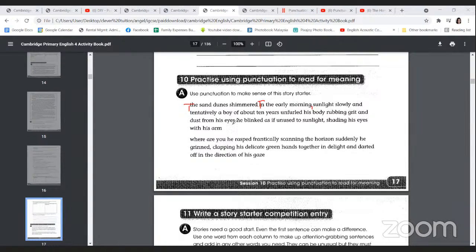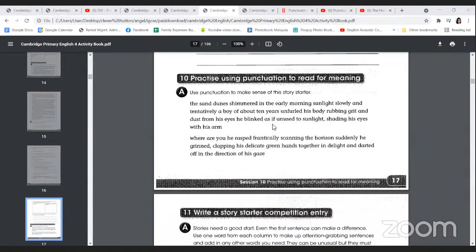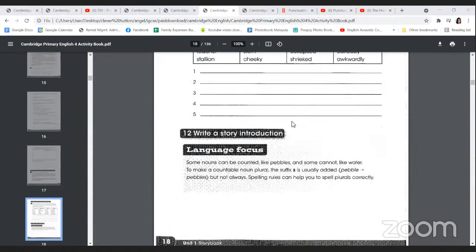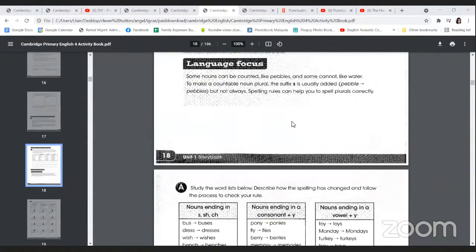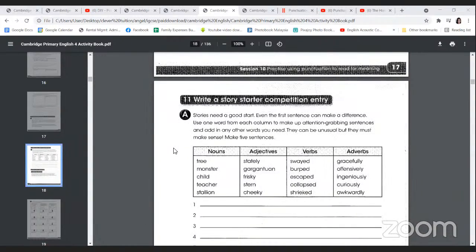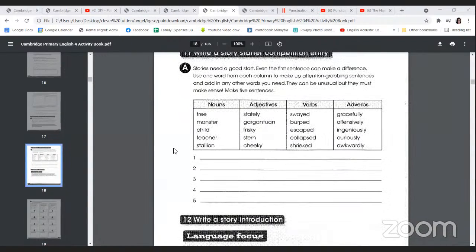So please change into capital letters, full stops, commas, and also all the inverted commas and all this stuff. This is your homework for today, which is the punctuation and also this part. Not many pages, but it is a little bit time consuming. Any questions so far?